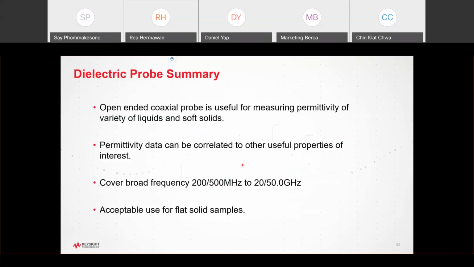Okay. So in summary, the open-end coaxial probe is useful for measuring permittivity of a variety of liquids and soft solids. It can also be used to correlate properties of interest, and it can cover from 200 MHz to 50 gigahertz. It is also acceptable for solid flat samples, if you can get the sample flat enough, so you can actually measure a flat sample as well.